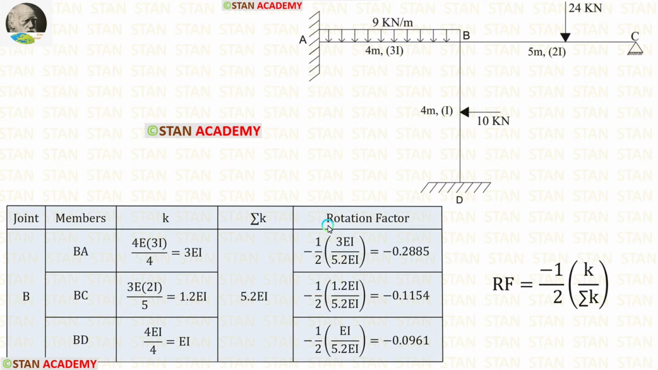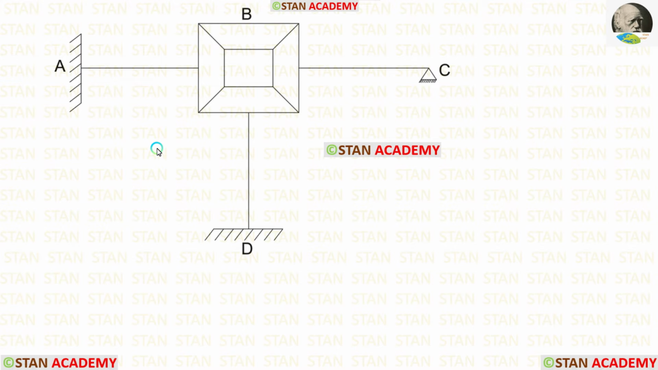Now let us find the rotation factor. The formula for the rotation factor is minus 1 upon 2 into k upon sigma k. Using the formula, we are getting the rotation factor values. In Kani's method, in the joints, we have to make boxes. In this analysis, there is only one joint, that is the joint B. So in the joint B, we have to make a box.